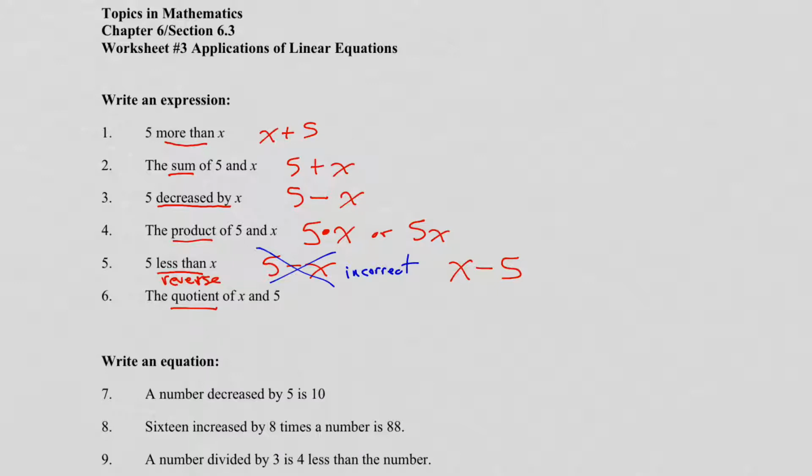The quotient is division, so we're going to use a fraction bar. So the quotient of x and 5, okay? Instead of x divided by 5, okay? This one's used more for solving equations and things like that.